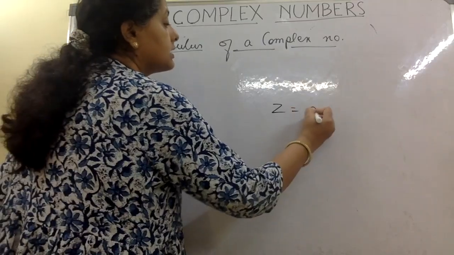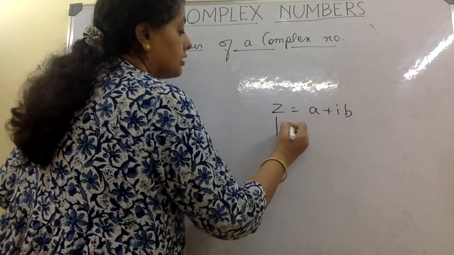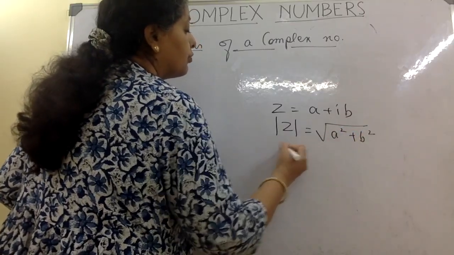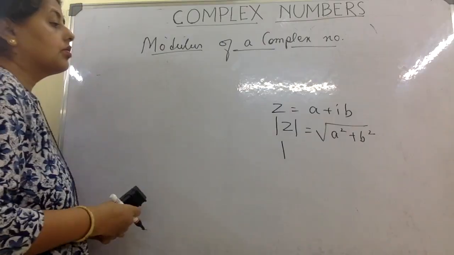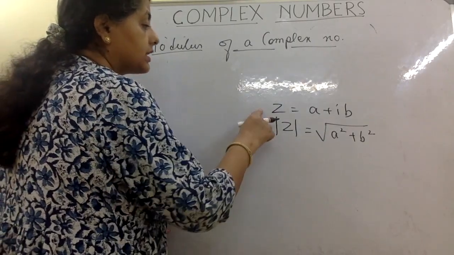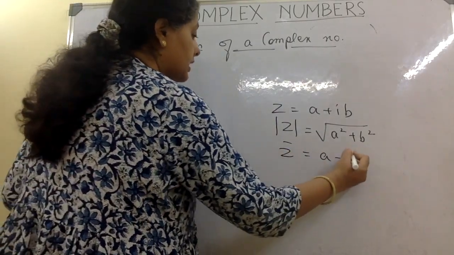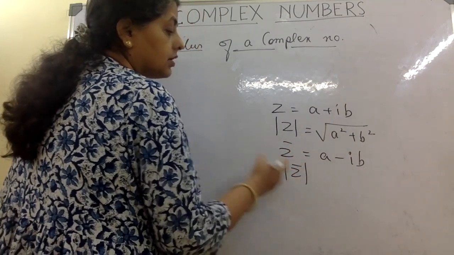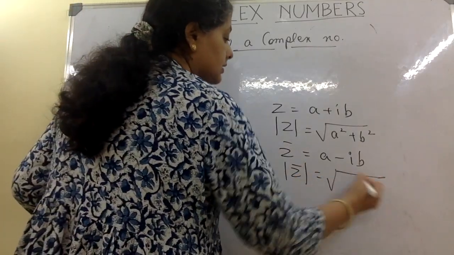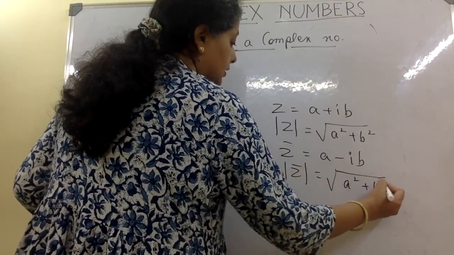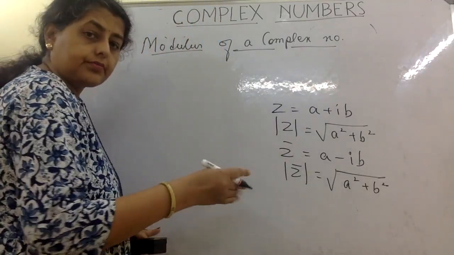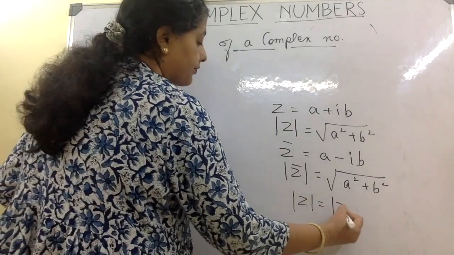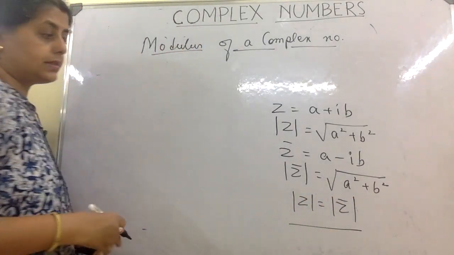Supposing the complex number is a plus ib. Modulus of the complex number z is this. Now there is something called conjugate. If z is this, z bar is a minus ib. You just change the sign. And modulus of z bar is again the same as this. We'll do the properties later. Now only for the sum I am telling you, so you have to remember this.